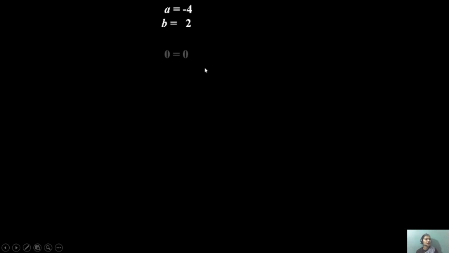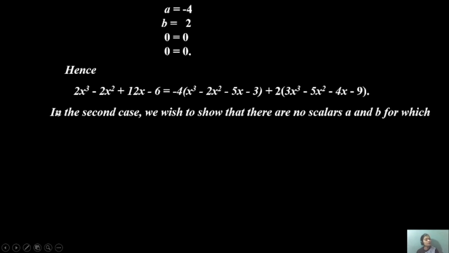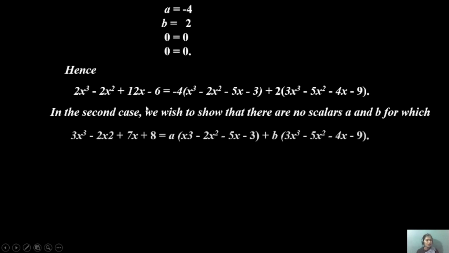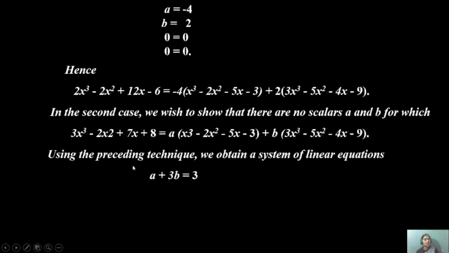Okay, the values will be obtained and this is the 0 0 value. Put this value in the equation. Left hand side 2x cubed minus 2x squared plus 12x minus 6 equals, putting in the value a equals minus 4 in this equation, plus putting in the b value, that is 2. Okay, this is the second equation for solving a and b. In the second case we wish to show that there is no scalar a, b found in this equation. Using the preceding technique to obtain the system of linear equations, the same values will be generated, 3a plus 3b equals 3.